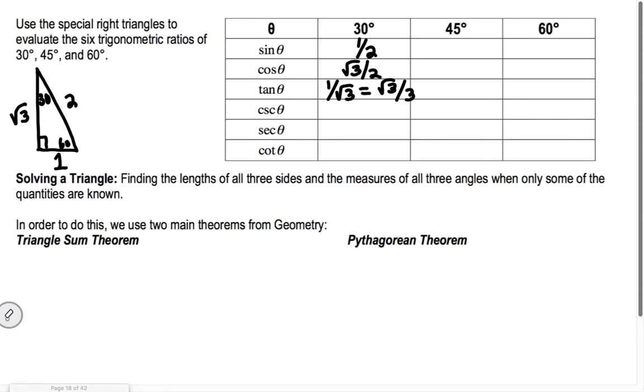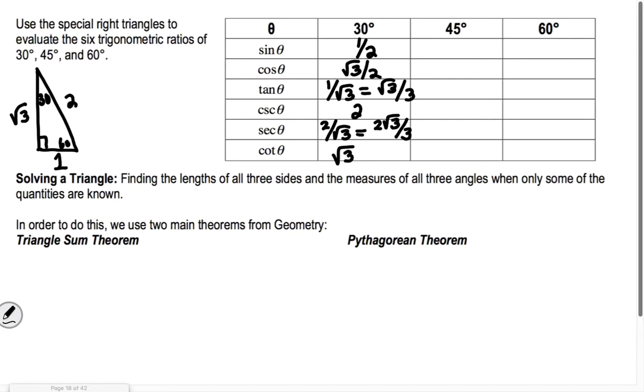All right, now we're ready for the reciprocals. So what's the reciprocal of 1/2? 2. What's the reciprocal of root 3 over 2? 2 over root 3, which is 2 root 3 over 3, right? And then cotangent is the reciprocal of, let's use the 1 over root 3. That's why I left it there. Flip it. Root 3. We like that one. All right, good so far? All right, how about the other ones?